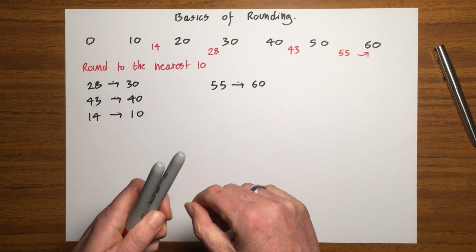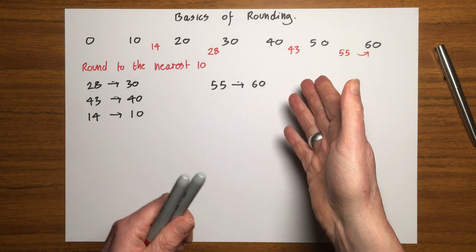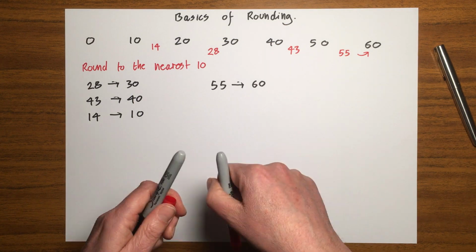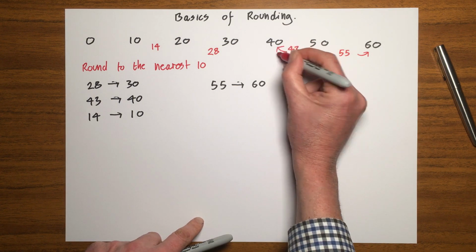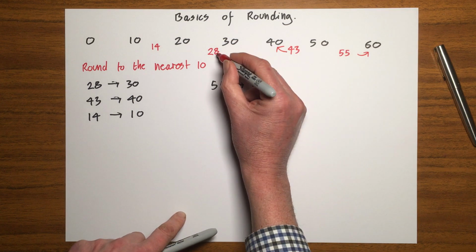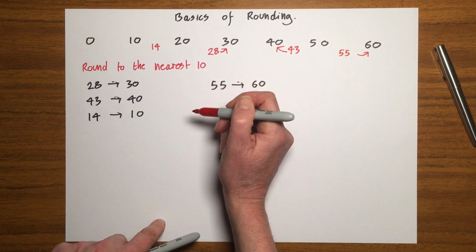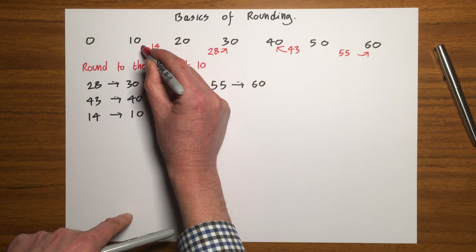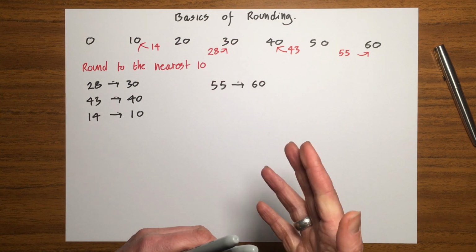And once you've remembered that, you just have to think to yourself, is the number that I am rounding nearer to the 10 below or is it nearer to the 10 above? So 43 is closer to 40, the 10 below. 28 is closer to 30, the 10 above, than it is the 10 below, 20. And 14 is closer to the 10 below than it is the 20 above.